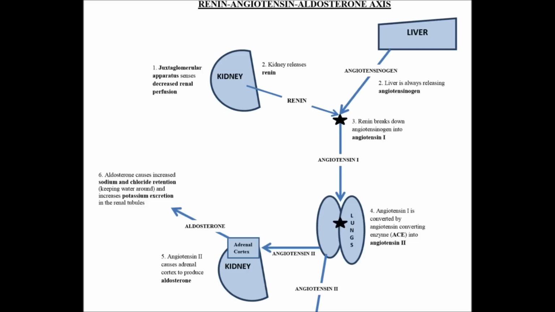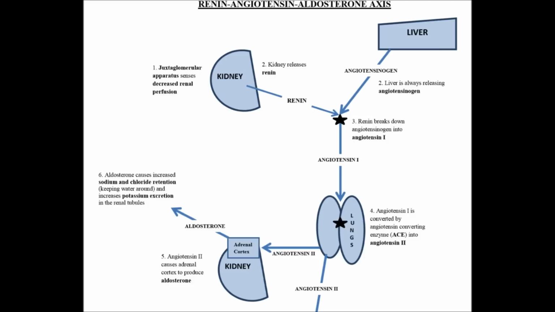Angiotensin 1 is converted by angiotensin converting enzyme, which we also call ACE, and we'll talk about ACE inhibitors. It's a blood pressure medication. So it's converted by ACE into angiotensin 2. So the lungs is where we have this conversion occur. So angiotensin 1 is converted by ACE into angiotensin 2.